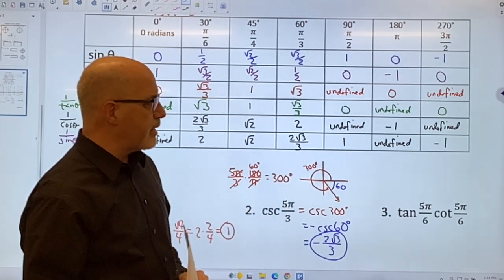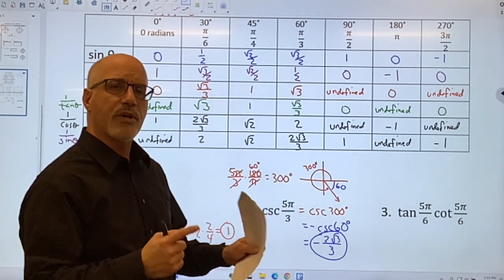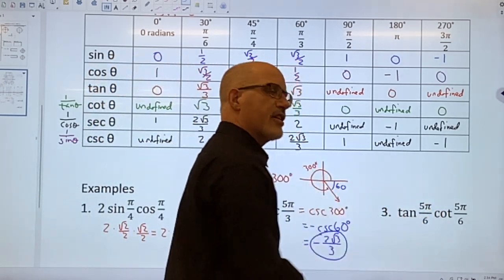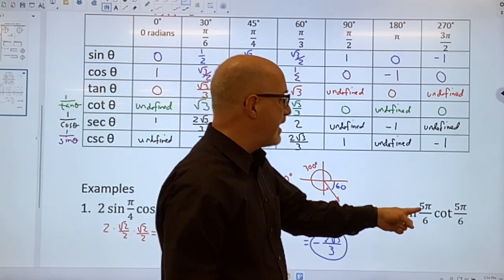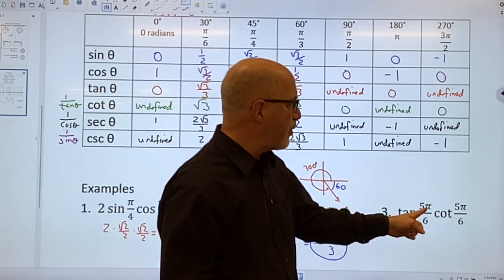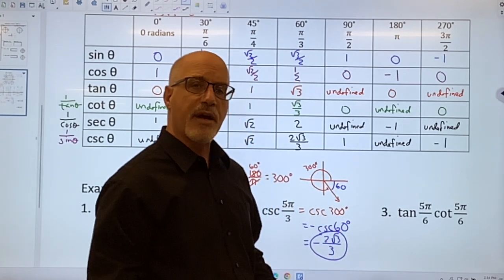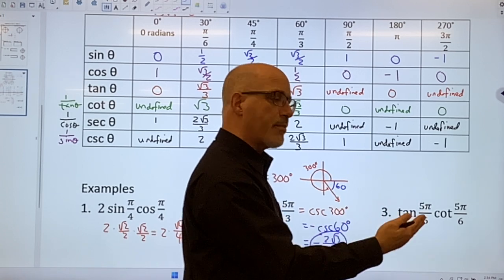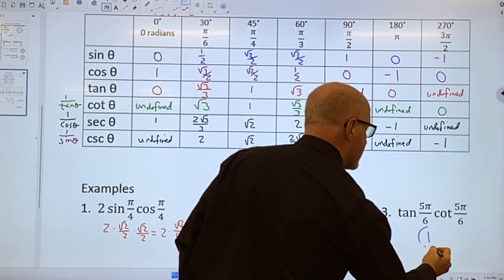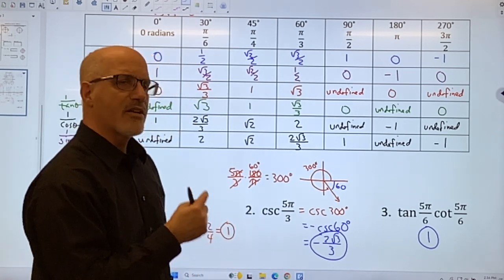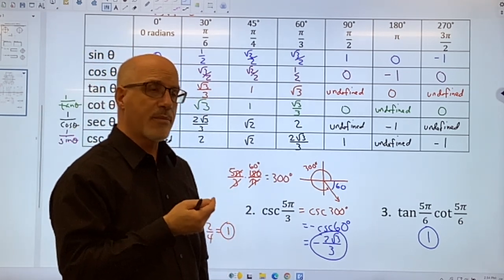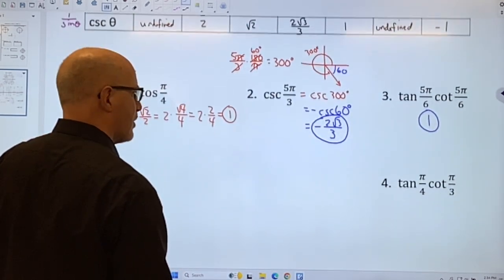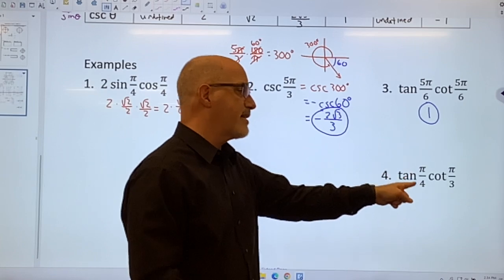This next one, number 3 here, this one looks like you're going to put in a lot of work unless you notice right away that tangent and cotangent are reciprocals of each other if they have the same angle. Notice they both have 5 pi over 6 and 5 pi over 6. So these two are reciprocals, and what happens when you multiply reciprocals? You get just 1. So this one's a quick problem. If the angles are the same and the trig functions are reciprocals, then you can just multiply them together and get 1. Now what happens though if we do a problem like this where they're not the same angle?